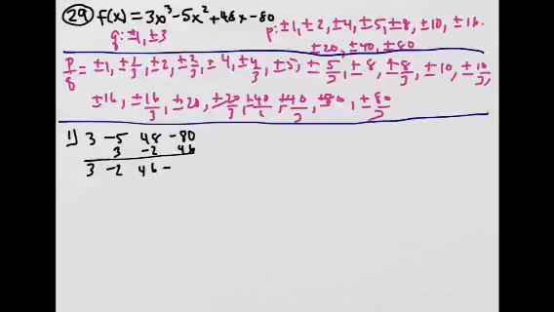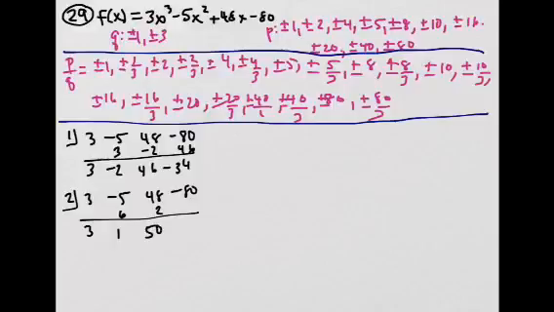This could be negative 34. So obviously not a 0, so then we try 2. Same number, same order, it's the same polynomial. So 3, 1, 50, 100, 20.